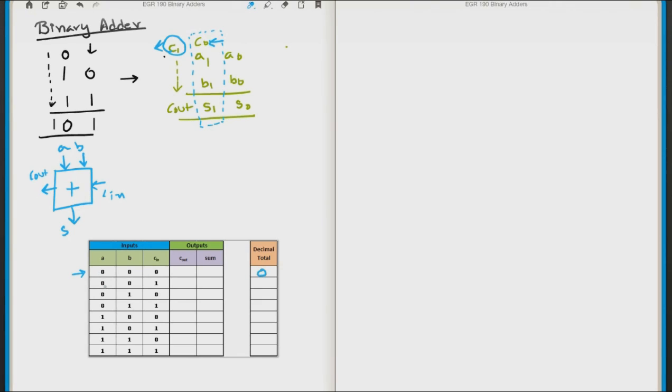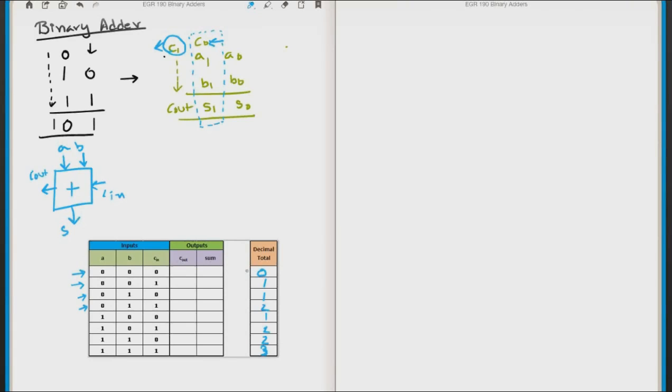0. Followed by, consider these as decimal numbers, 0 plus 0 plus 1 becomes a 1. Then 0 plus 1 plus 0 is 1. The next row is 0 plus 1 plus 1, as decimals. 1 plus 1 is 2, so we write it as 2. Followed by 1, followed by 2, followed by 2, followed by 1 plus 1 plus 1 is 3. So we write 3 here.